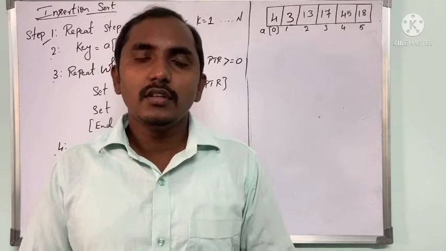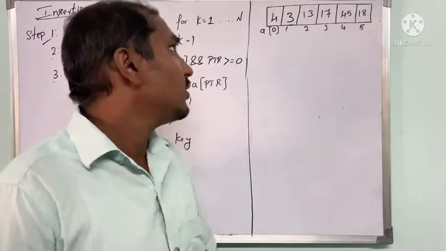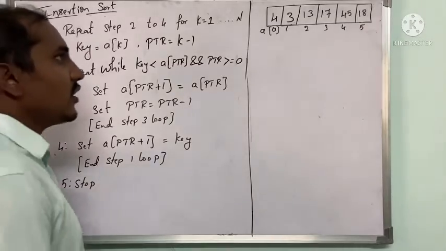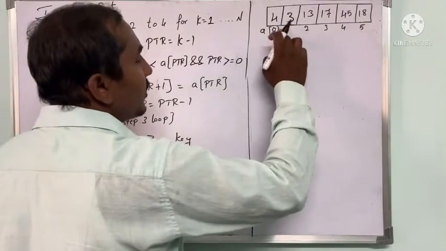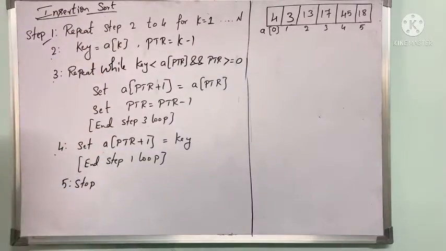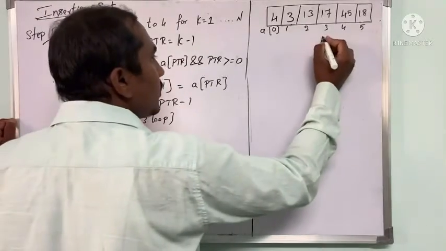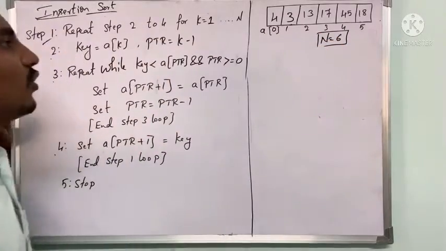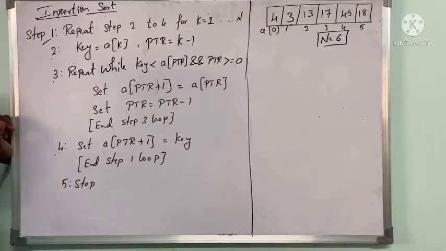Welcome to this session. In this session, I'm going to start with this topic called insertion sort. In this insertion sort, I have these elements: 4, 5, 4, 3, 13, 17, 45 and 18. So the number of elements we have is 6 elements. Now first I'll solve without using the algorithm. Later we'll see how the algorithm will be used to solve the insertion sort problem.